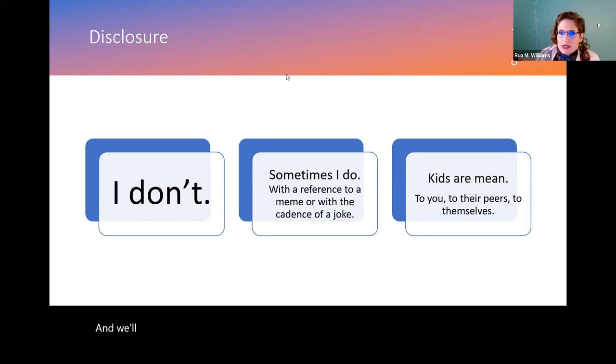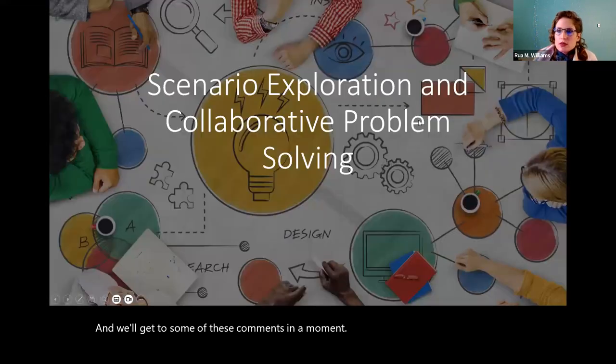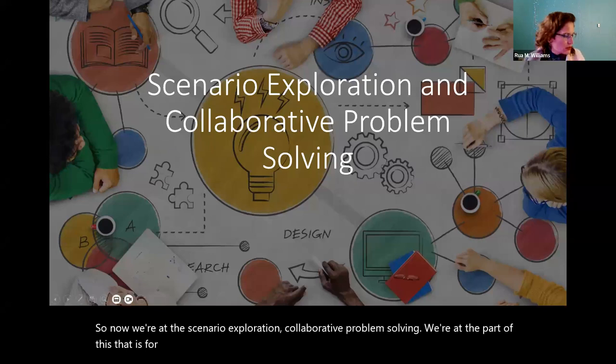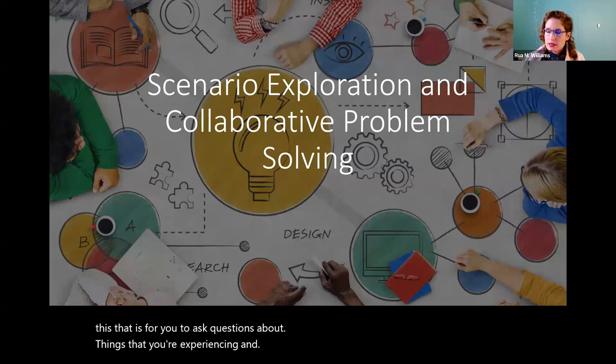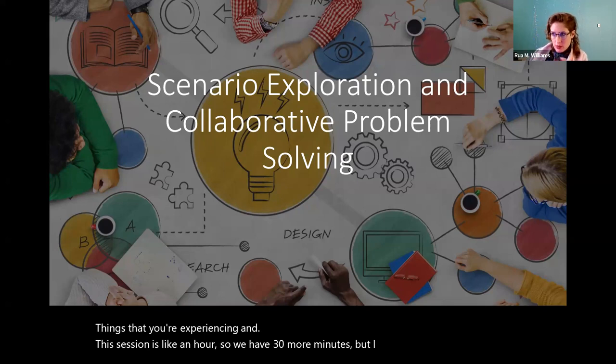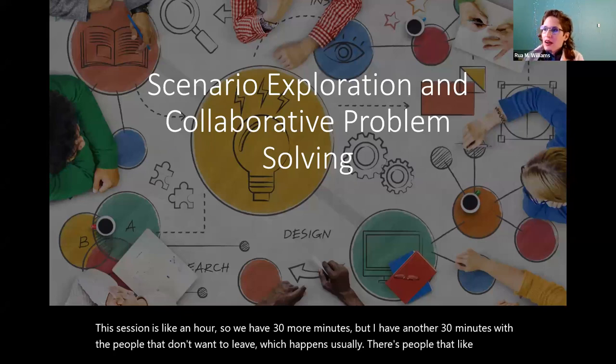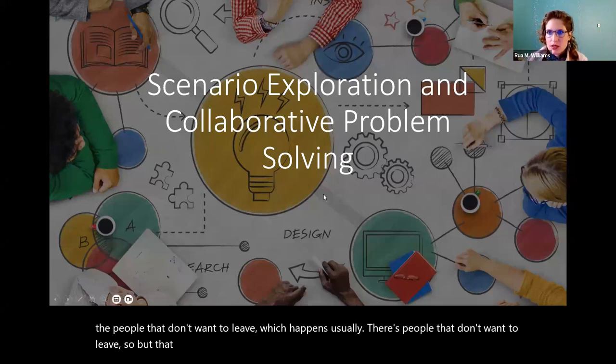And we'll get to some of these comments in a moment. So now we're at the scenario exploration, collaborative problem solving. This is the part for you to ask questions about things that you're experiencing. This session is about an hour, so we have about 30 more minutes, but I have another 30 minutes for the people that don't want to leave, which usually happens.